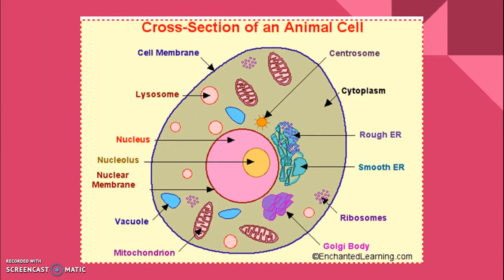So what happens is when a cell starts to divide, that centrosome will actually split. So this is a picture of the cross-section of an animal cell, and we're going to talk about a lot of these different parts. We're going to talk about everything.